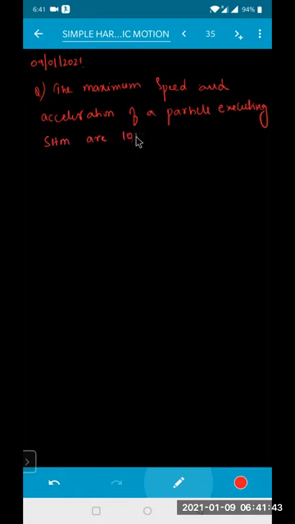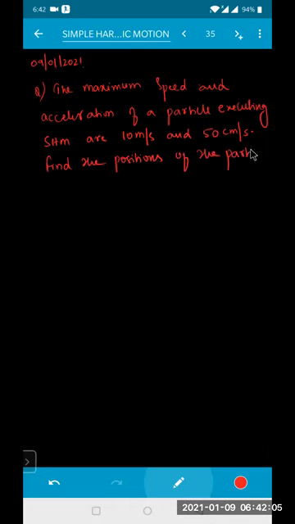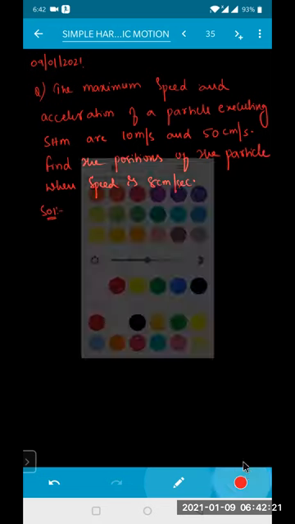are 10 meter per second and 50 centimeter per second. Find the positions of the particle when the speed is 8 centimeter per second.